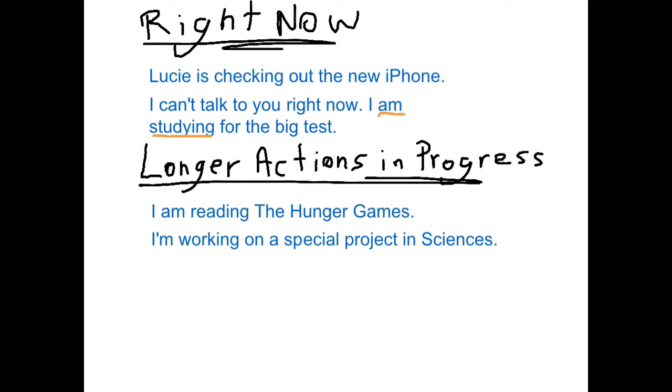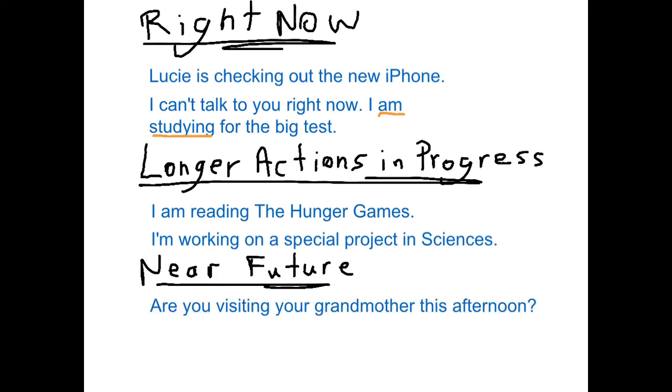Finally, we can use the present progressive for the near future. The near future refers to actions that are going to happen very soon. With the present progressive, you could ask your friend or brother a question like this. Are you visiting your grandmother this afternoon? The action of visiting is not right now, but we know that it is going to happen soon, this afternoon.